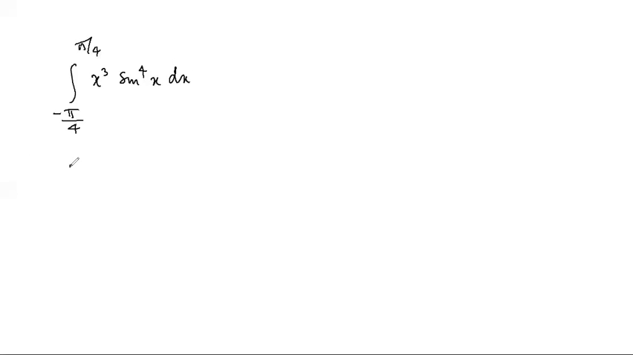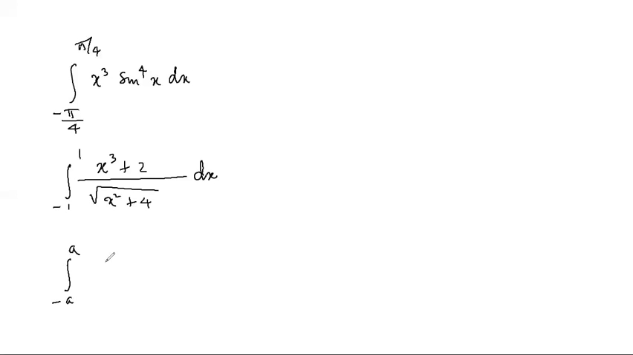Then you'll have to try integral minus 1 to 1 of (x square x cube plus 2) upon root of x square plus 4. Then you'll have to try integral minus a to a of (x plus x cube) divided by 16 minus x square. That means you have to tell me the answers.